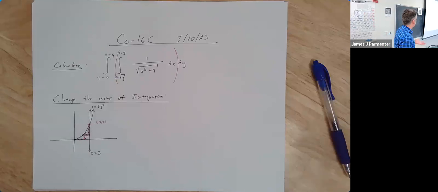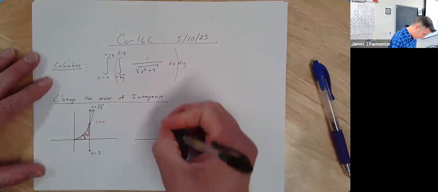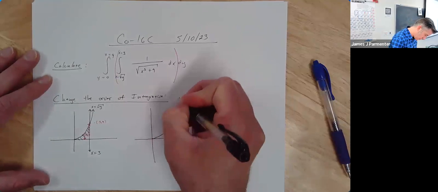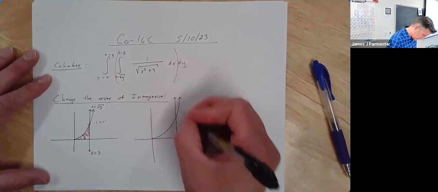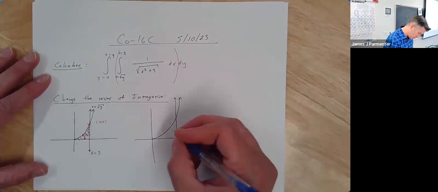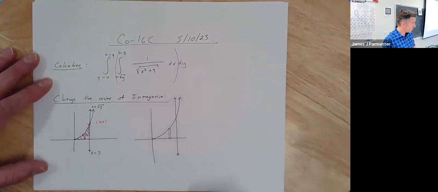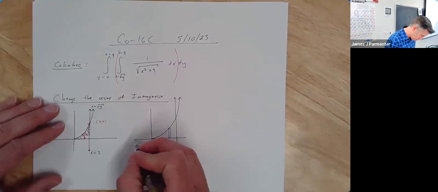So now the idea is we're going to take that same region, which you don't have to draw again, but I'm going to draw it again, a little bit bigger. And instead of using a horizontal strip like this, we're going to use a vertical strip for the same region. So now the lower boundary of that strip is still y equal to 0.